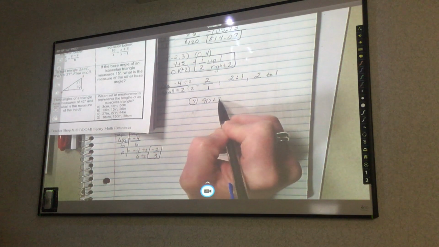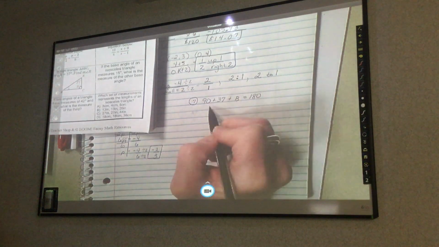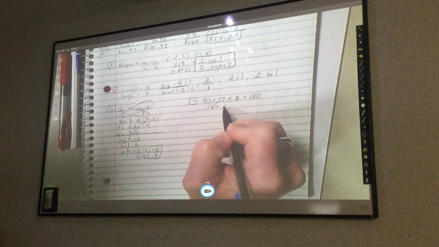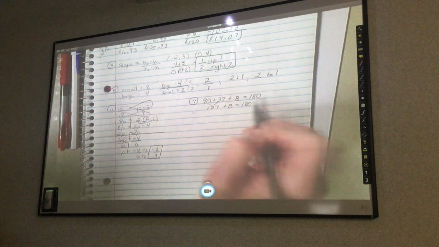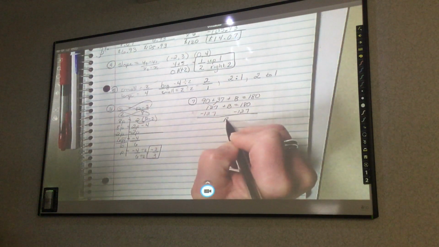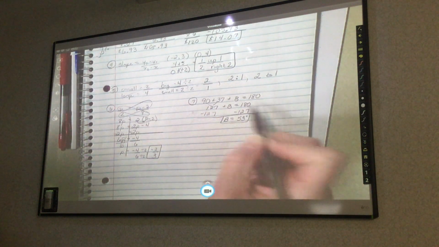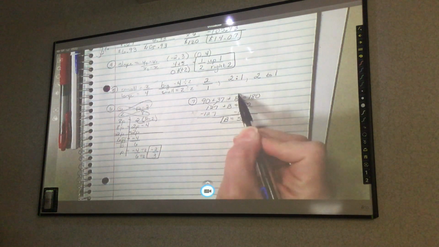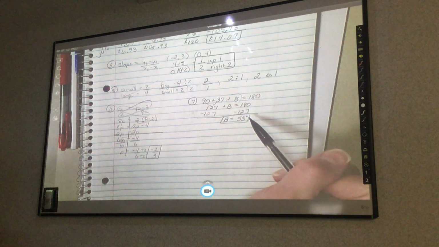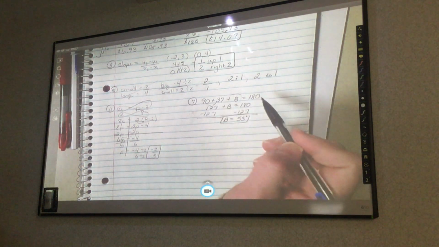90 plus 37 plus B equals 180. 90 plus 37 is 127, plus B equals 180. Subtract 127 from both sides. B equals 53 degrees. If you did it without setting up the equation and just did 90 plus 37 is 127, and then took 180 minus 127 and got 53, that's okay too. But also get used to setting it up as an equation.